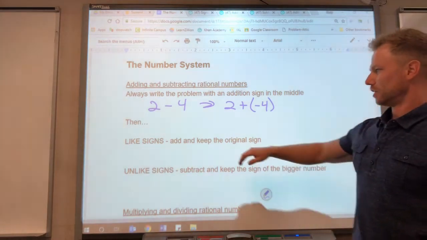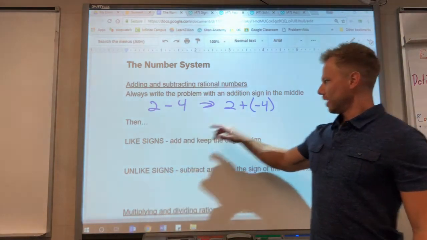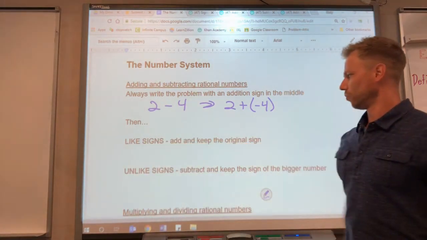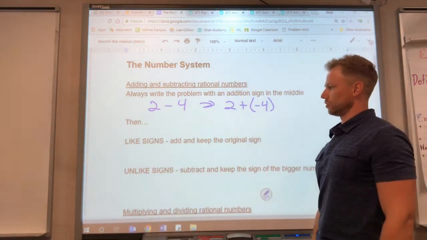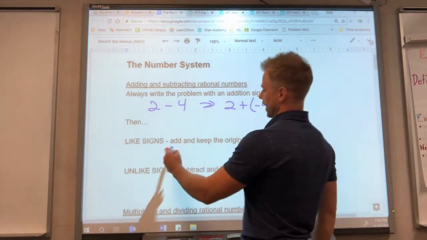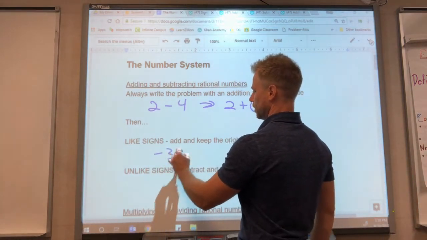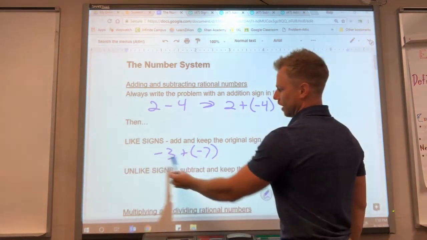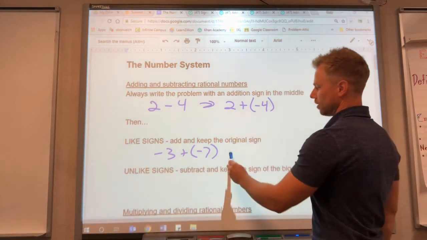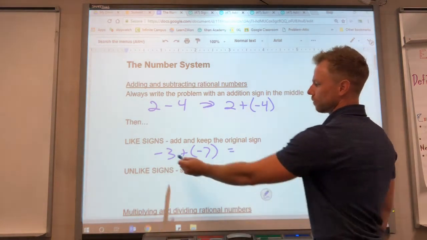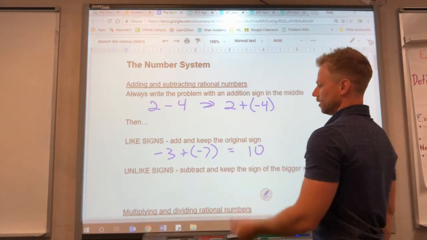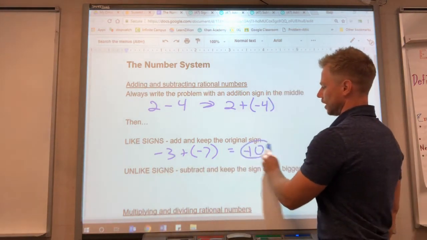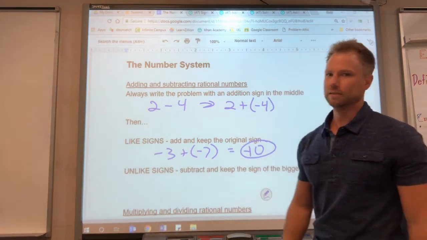Okay, so once we have a plus sign in the middle, if they are like signs, we would add and keep the original sign. So if we had something like negative 3 plus negative 7, those are like signs because both numbers are negative. So we would add them together. 7 plus 3 is 10. The original sign is negative. They're both negative. Put a negative on there, it'd be negative 10.